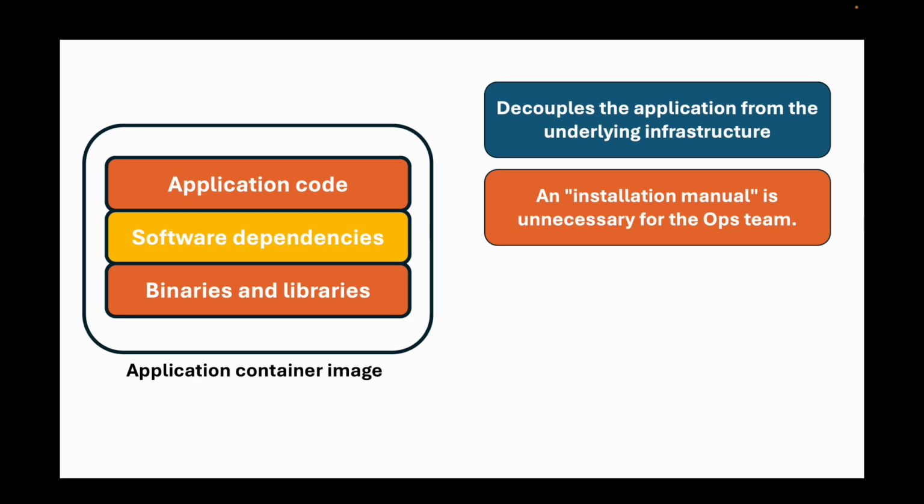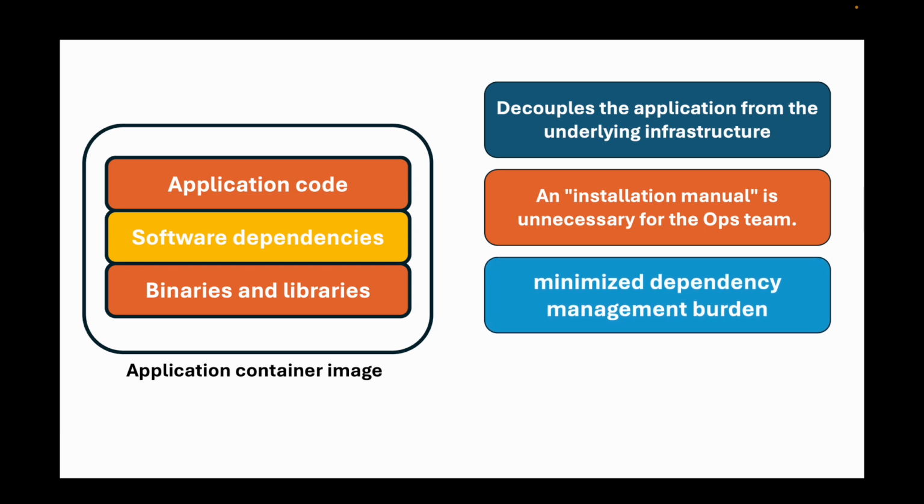Then we don't need to provide any unnecessary installation manual to the ops team. All right, like let's say we are giving this application code to the ops team to deploy. Now you'll also need to give the instructions as to what are the dependencies, what are the binaries or libraries, or what are the prerequisites that are needed for this application to run. Now with your containers, we don't have to do that. We don't have to provide any instructions, because this image will contain everything for your application to run. Then very minimized dependency management burden.